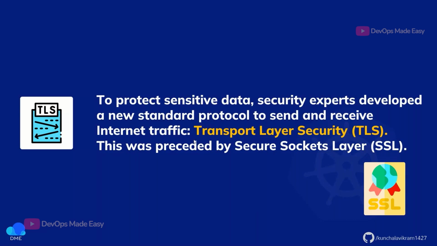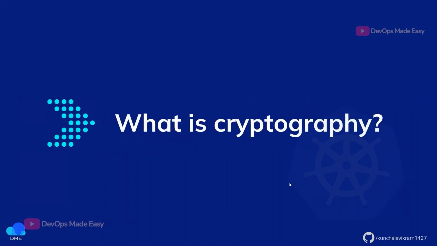So now, in order to protect your data, a new standard has been developed, which we call transport layer security. Earlier, we used to call it SSL, or secure sockets layer. Now it is transport layer security, the next version of SSL. Some say SSL certificate, some say TLS certificate, some say TLS protocol, some say SSL protocol. Both are the same, but the correct name is TLS. We'll understand TLS certificates and everything in detail.